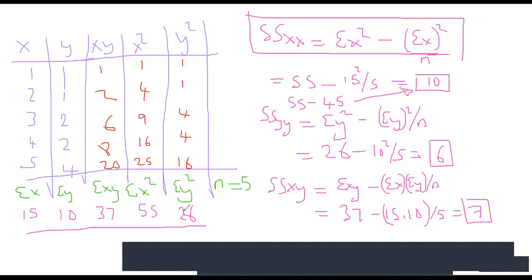Then y squared is 26. Then y to the power 2, that's 100 over 5, which is 20. So 26 minus 20, we get a 6. xy here is what? 37. X times y, 15 times 10, that is 150 divided by 5, we get a 30. So 37 minus 30 is a 7. So this is why we're getting this figure here. Are we together? Yeah, we can proceed. Yes.